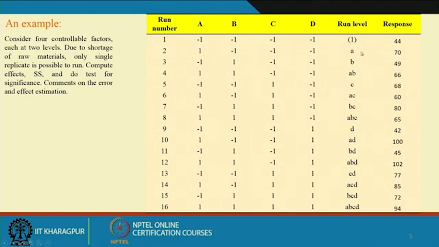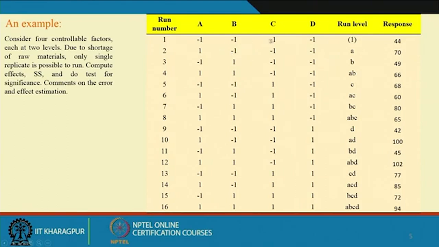So, A means only the column of factor A, and in row 2 you see that this is 1 and all others are minus 1. So, A means A at high and the others at low, and the others are in the same manner. When you write ABCD, you see all are plus 1. What is the response here? Response 44 means the y value here.